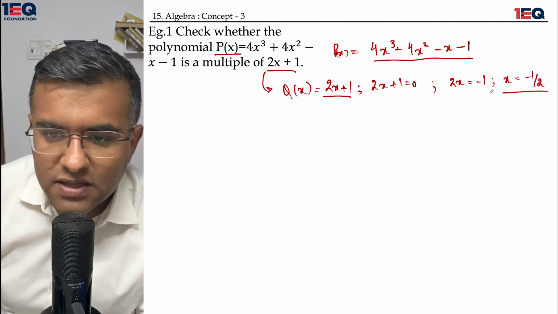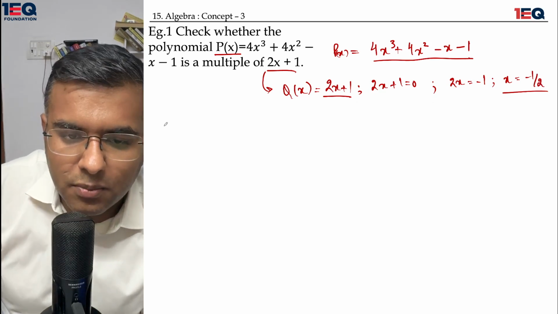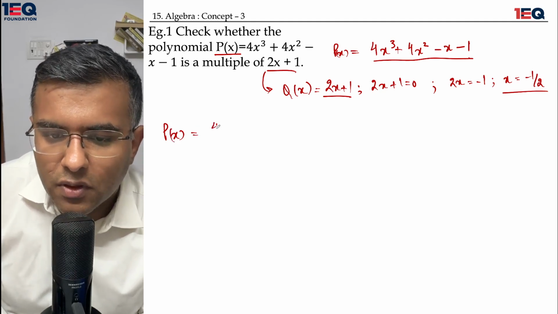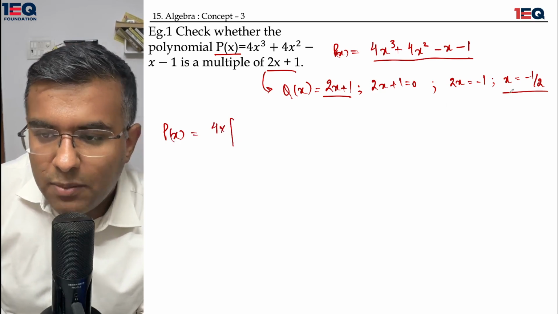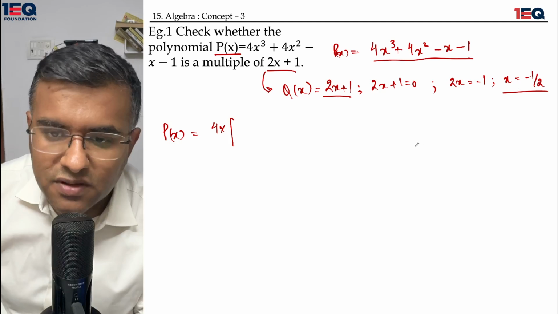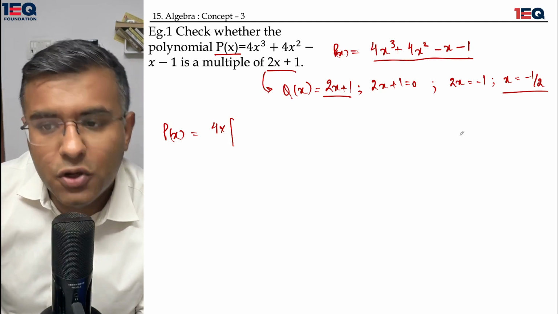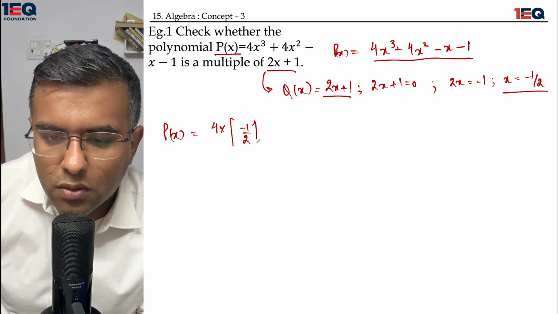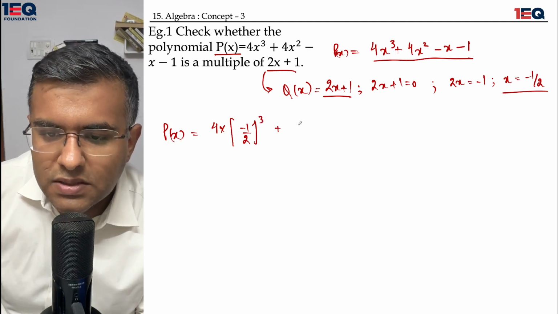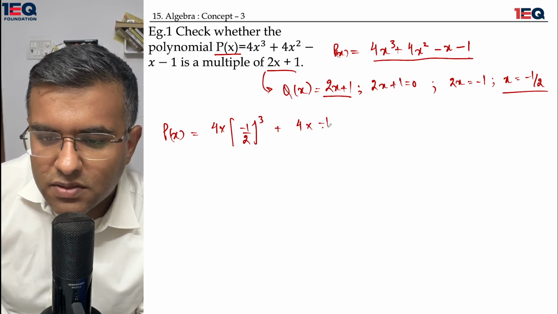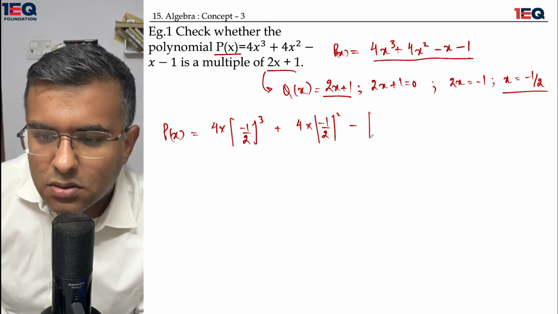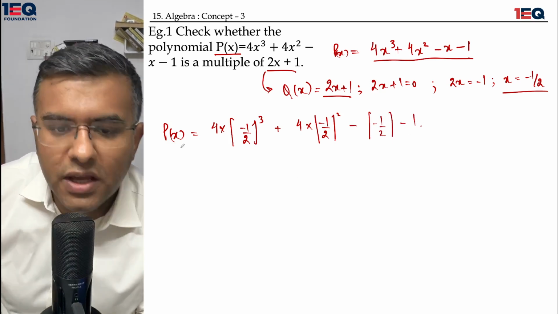When I have this value of minus 1 by 2, I would put it back in p(x) and try to find out if my equation is getting satisfied. I'm just putting in the value of x that I found out from q(x). So 4 would be multiplied by (minus 1 by 2) raised to the power 3, plus 4 multiplied by (minus 1 by 2) raised to the power 2, and minus, there would be minus 1 by 2, minus 1. Okay, everything is in place.